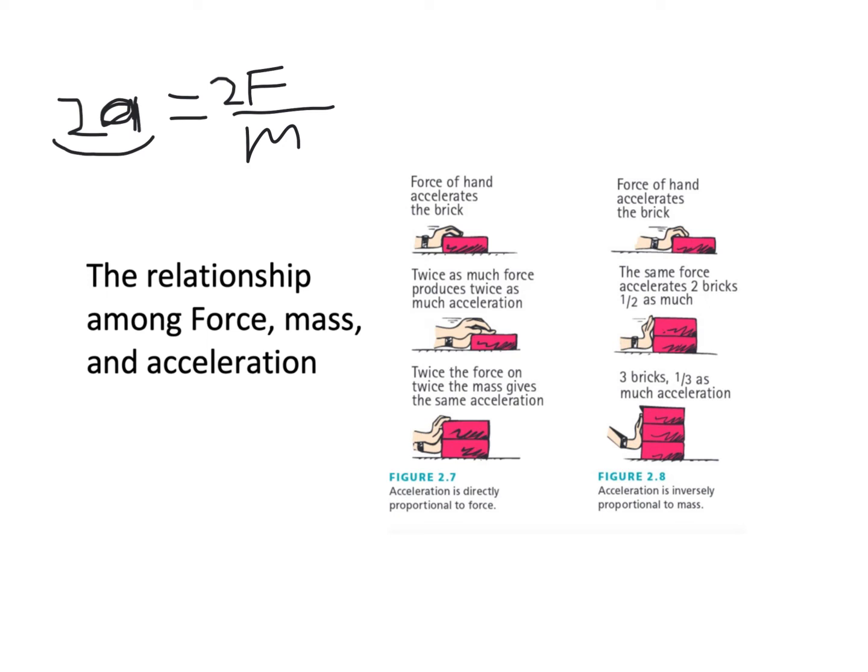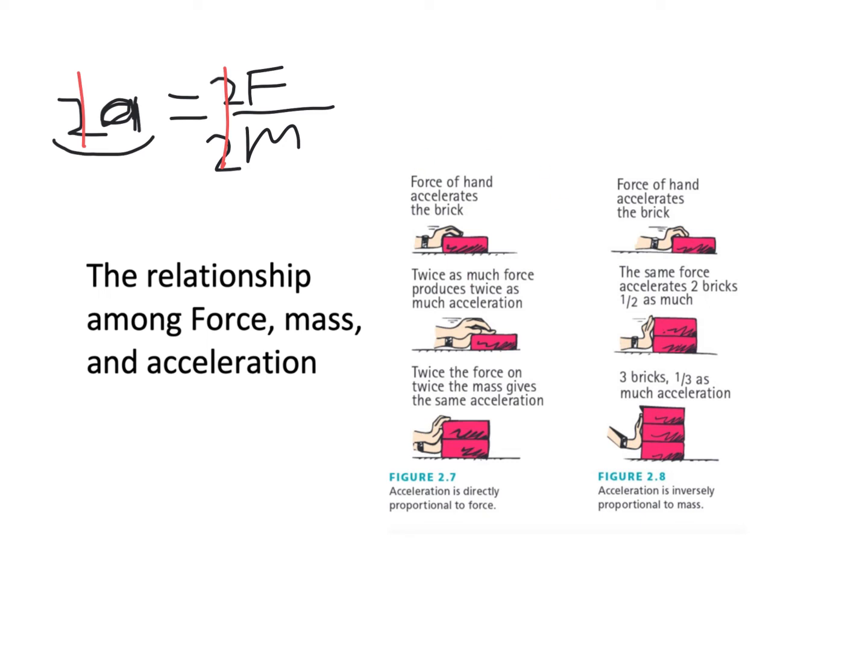Now, what happens if I double the mass again? So now I've got two hands pushing, so that gives me twice the force, but now I'm going to be dividing by twice the mass. And so if I add in a 2 in front of the m here, I can say that the 2's are going to cancel there, and I go back to the original acceleration. And so what we see is that twice the force on twice the mass gives us our original acceleration.